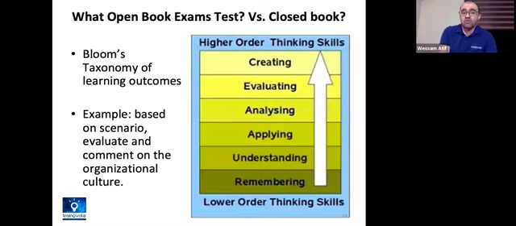Now, in education, we have something called Bloom's taxonomy of learning outcomes. Usually, this tells us about different types of learning outcomes. As you can see in the diagram, if you can see the diagram, there are things known as lower order thinking skills, which is remembering and maybe understanding. And then you have higher order thinking skills, which is applying, analyzing, evaluating, and creating. Those are the HOTS, the higher order thinking skills, which are usually tested by an open book exam.